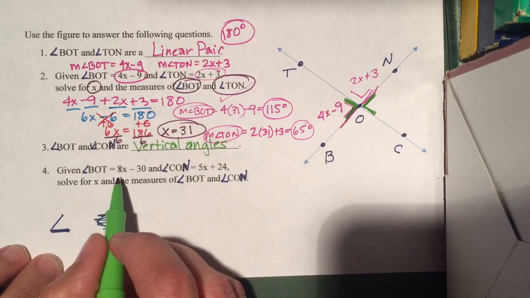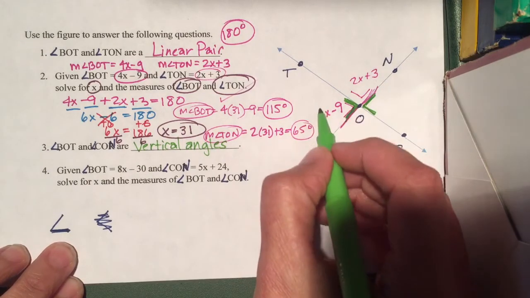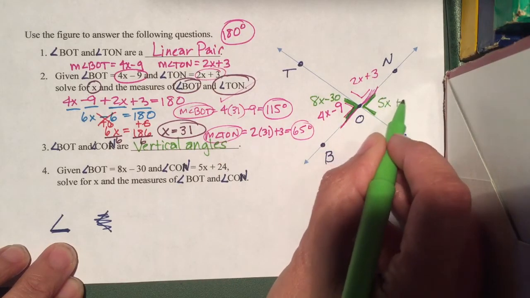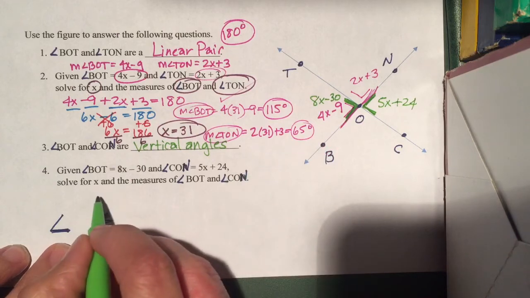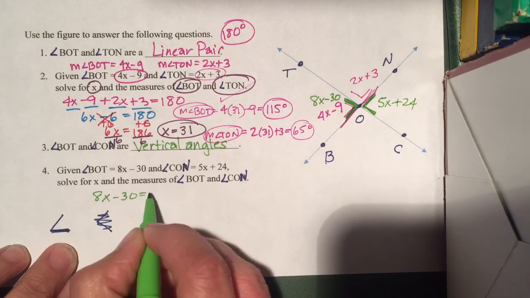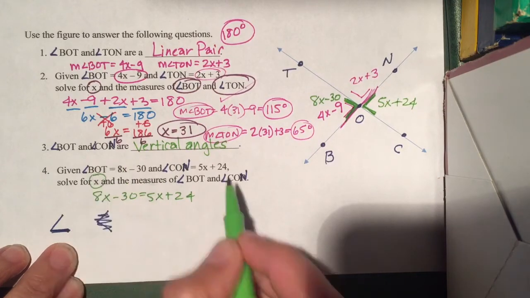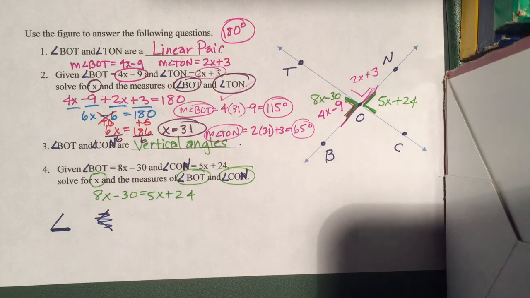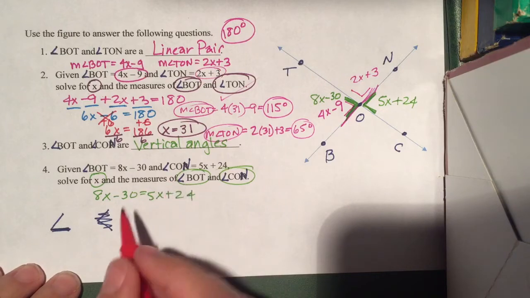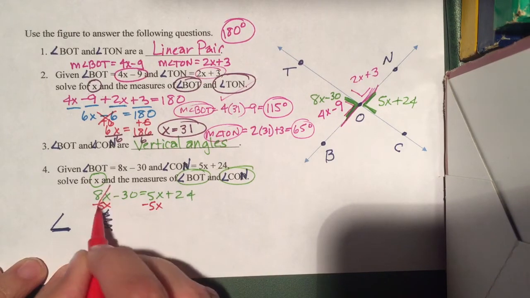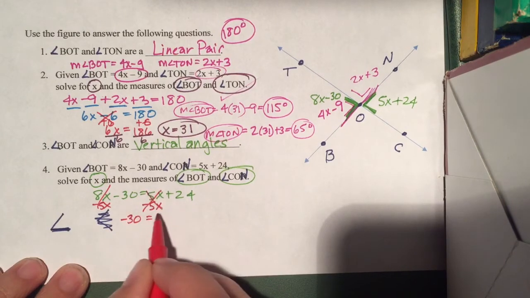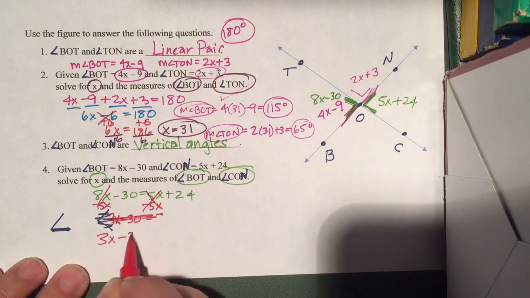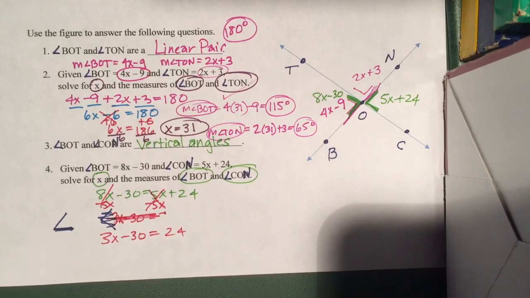So given these measures, knowing they're always congruent, if BOT equals 8x minus 30 and CON equals 5x plus 24, and they're vertical, you know that those two are equal. So 8x minus 30 equals 5x plus 24. And again, we're looking for x and the measure of each angle. Now, I can't do any simplifying on one side, no combination of like terms, so I'm going to move the 5x, and that'll leave me with 3x minus 30 on this side and 24 on this side.